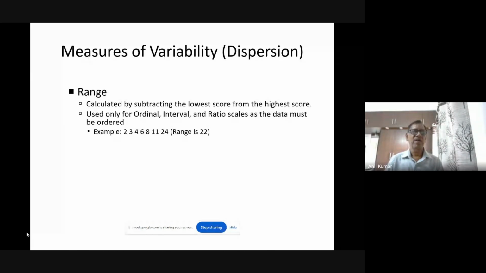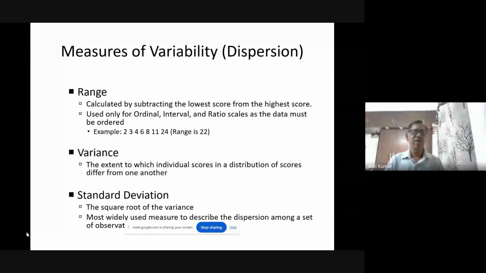Look at range, very clear. Range is 22. Take the minimum score, take the maximum score, subtract, and that is the range calculation. Variance shows how individual scores in the distribution of scores differ from one another. And standard deviation is nothing but the square root of the variance. So variance and standard deviation are more or less the same thing, but put in different forms.